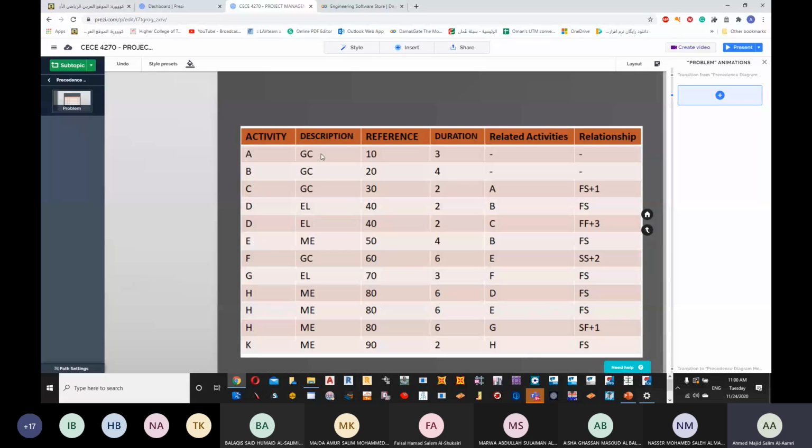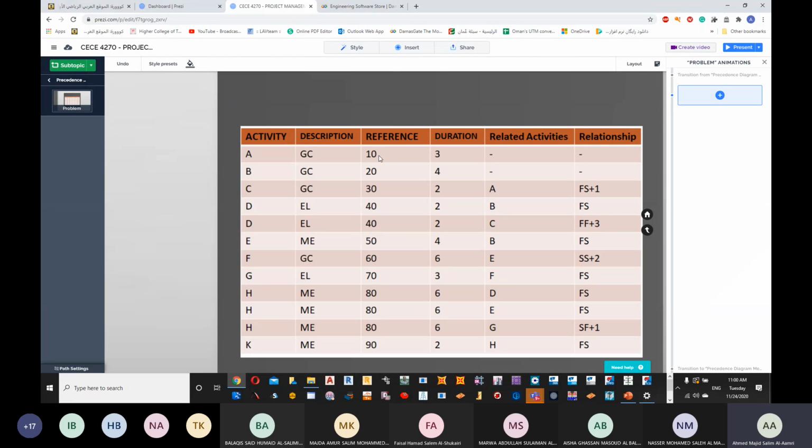Description is referring to how the company is going to describe the activity. So it depends on the company, and since it depends on the company, we are not going to tackle this particular thing. For example, electrical, mechanical, construction, and it goes on. It depends on the description from the company itself. Reference is the same thing.